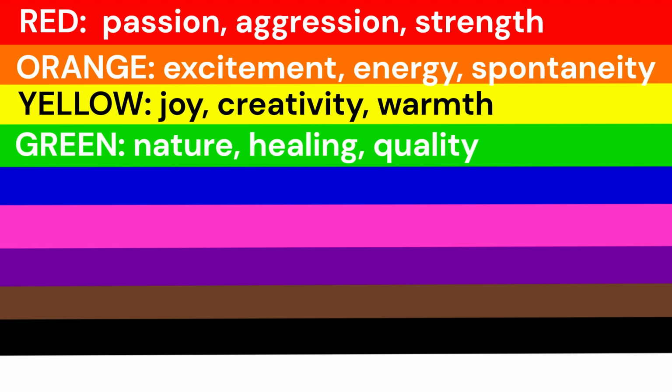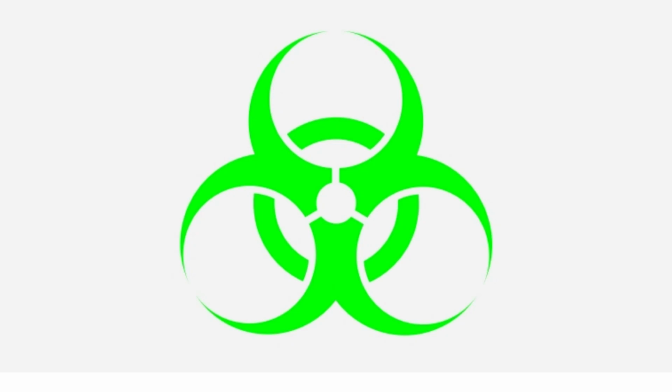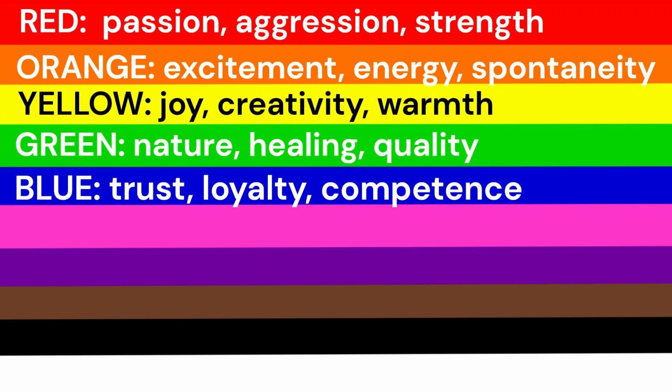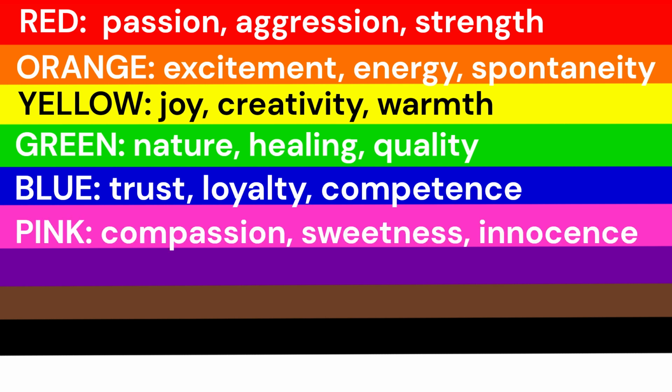But this one's kind of an interesting one because there's a bit of a flip side to green, where a lot of people, depending on the situation, will associate green more with toxicity or danger. Number 5, blue. Blue is associated with trust, loyalty, and competence. Pink is associated with compassion, sweetness, and innocence.